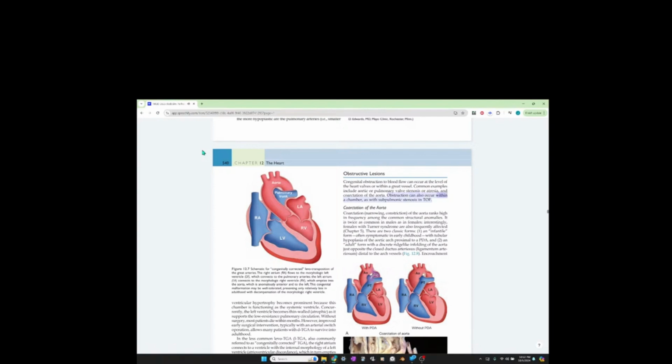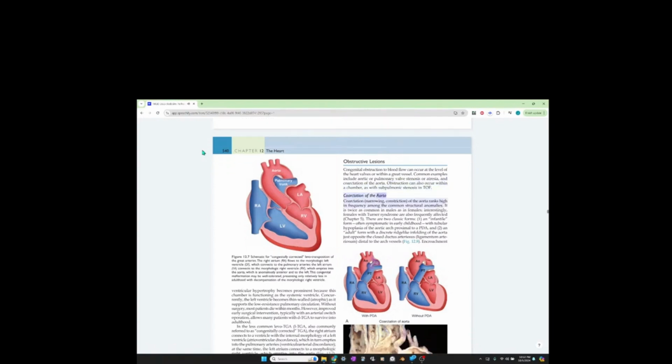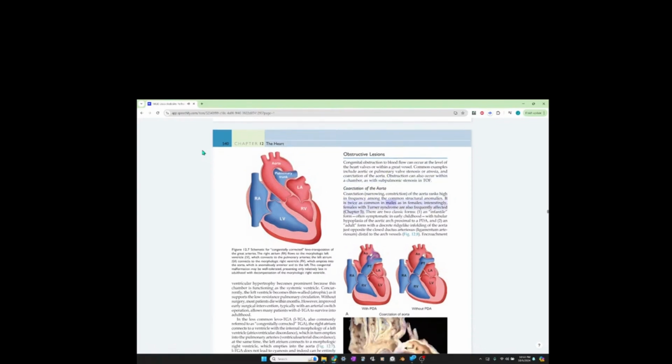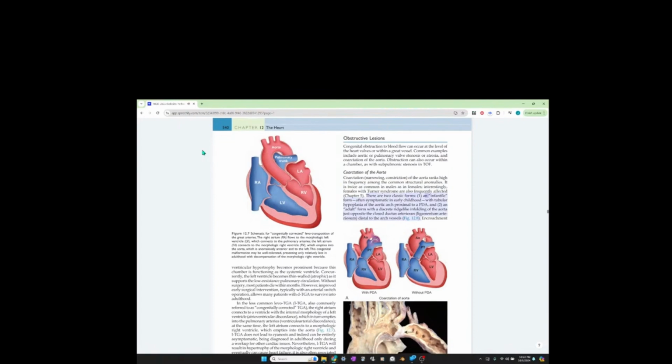Coarctation of the aorta ranks high in frequency among the common structural anomalies. It is twice as common in males as in females. Interestingly, females with Turner syndrome are also frequently affected. There are two classic forms: an infantile form, often symptomatic in early childhood, with tubular hypoplasia of the aortic arch proximal to a PDA, and an adult form with a discrete ridge-like infolding of the aorta just opposite the closed ductus arteriosus distal to the arch vessels.